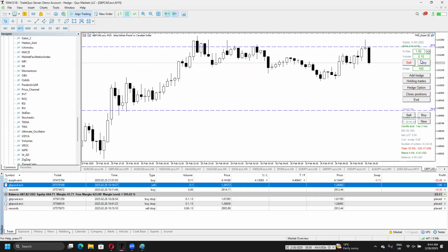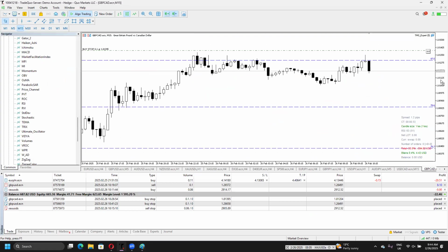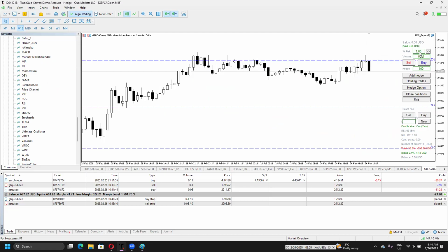And again, we are close to the end of the time frame. We have 30 seconds, so we can prepare ourselves. Let me measure the risk from the top to see how much money we will risk once we use the volume 0.1.